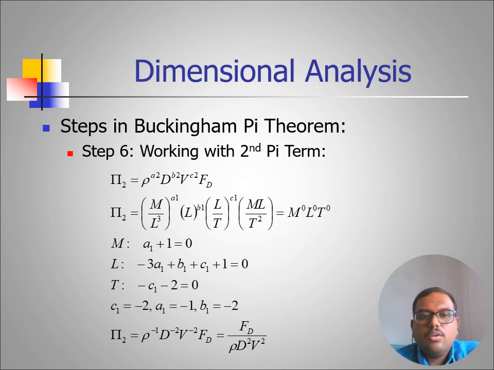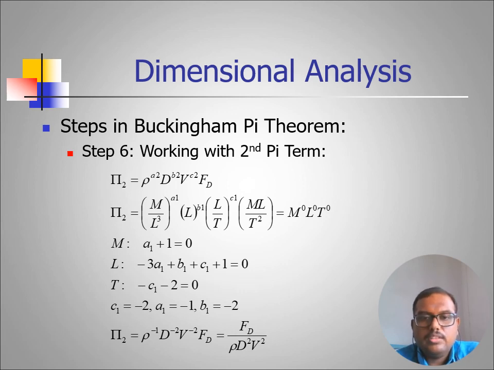Now we are going to work with the second pi term. Pi2 equals rho to the power a2, d to the power b2 and v to the power c2, into Fd. We already discussed these terms, and now we are going to write the dimensionless term for Fd. Now we are equating powers on both sides. We get a2 plus 1 equal to 0, minus 3a2 plus b2 plus c2 plus 1 equal to 0, minus c2 minus 2 equal to 0.